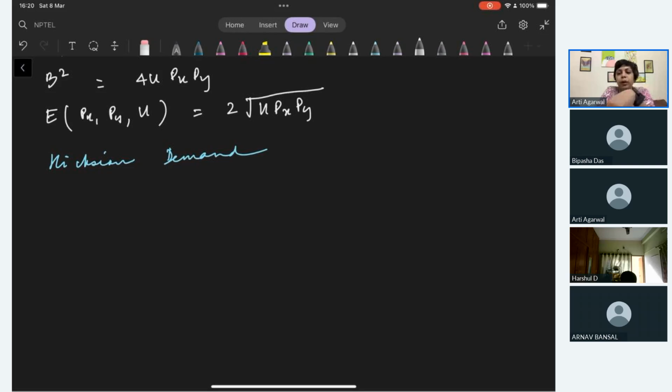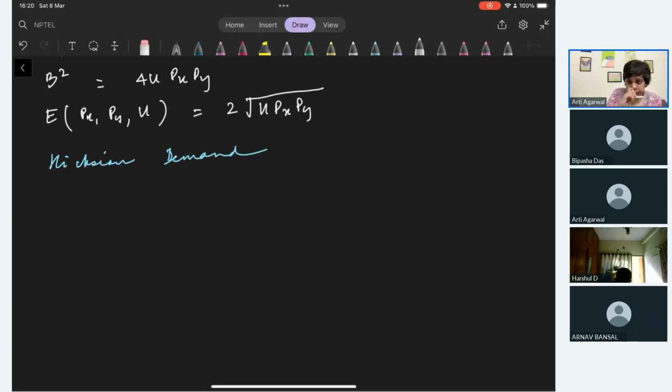So in Hicksian demand, what we're trying to see is how the consumer demand for something changes when prices change and income is also allowed to change, but utility is kept constant. The application part of it, we will come to in just a little bit.